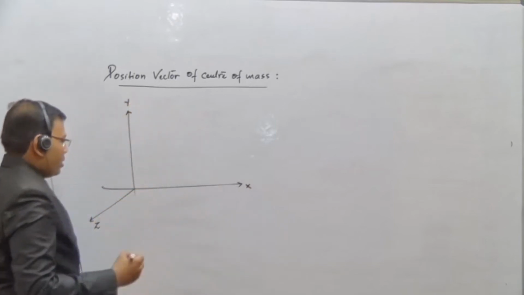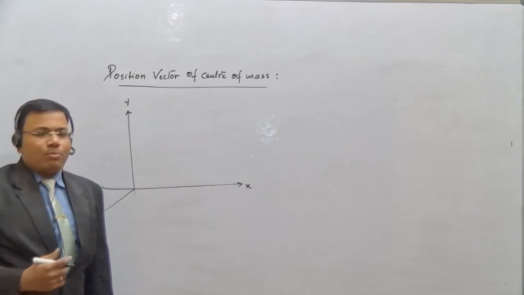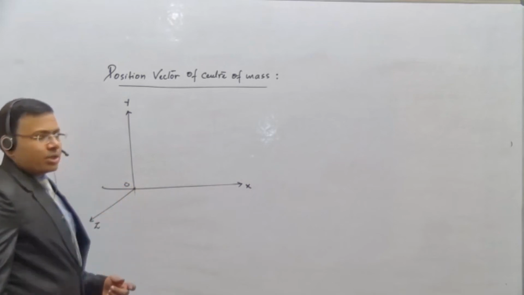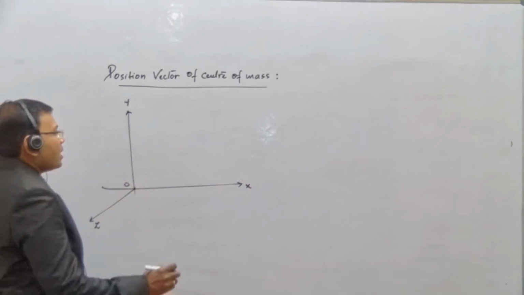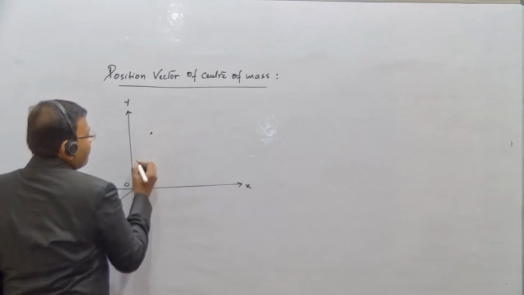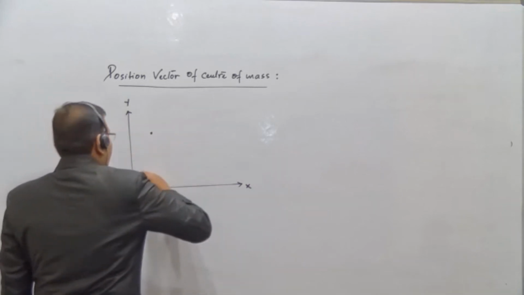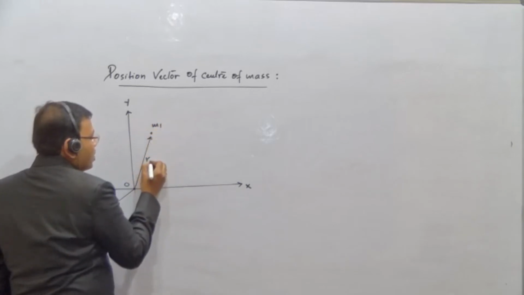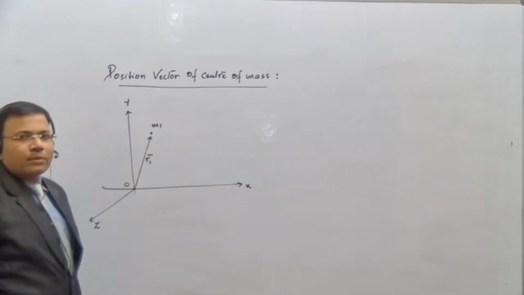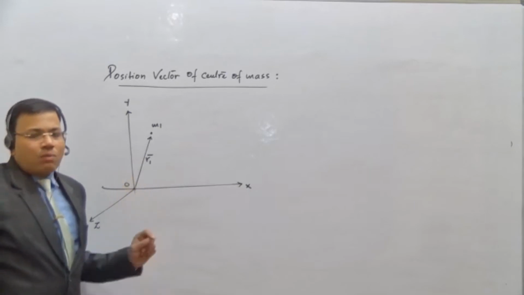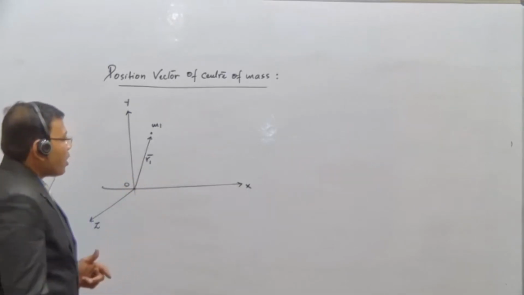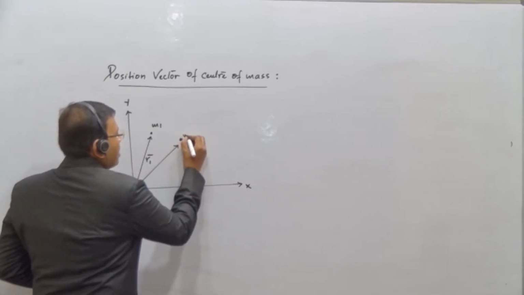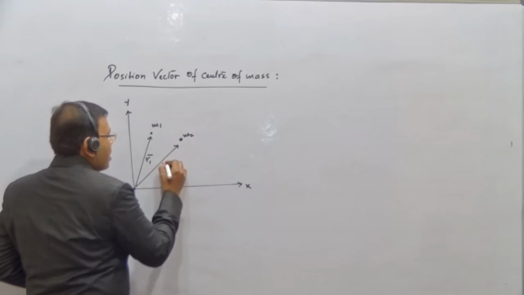Depending on whether you want to take it or not is up to you. The concept will be the same. Okay, you need not worry. This is the origin. So what I consider here is a particle of mass m1 whose position vector is r1. Next we go for another particle of mass m2 and the position vector is r2.